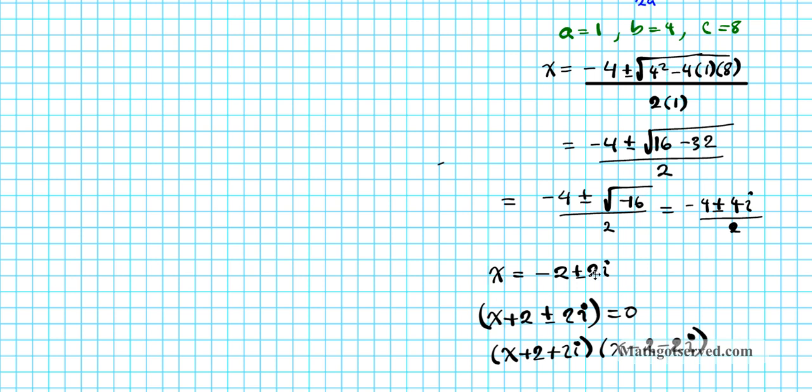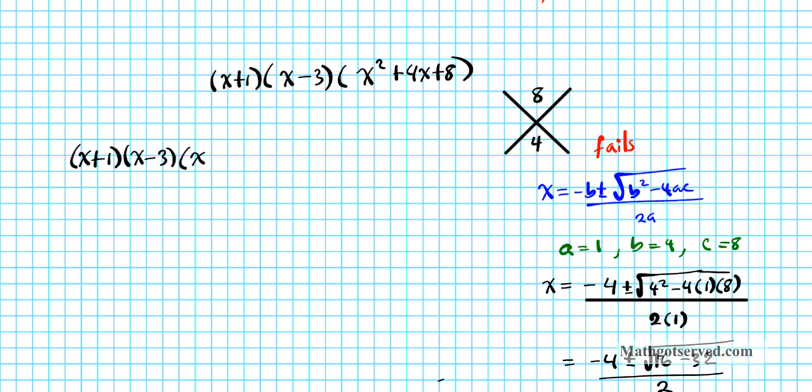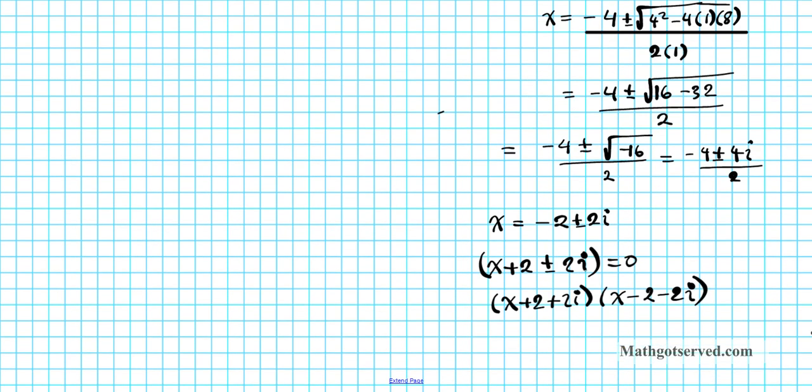Because you add 2 and then you do the plus or minus 2i and then move it to the other side. Okay? So you do the opposite. All right, so x plus 2 plus 2i and x plus 2 minus 2i. Okay? So let me go over how I did this again.